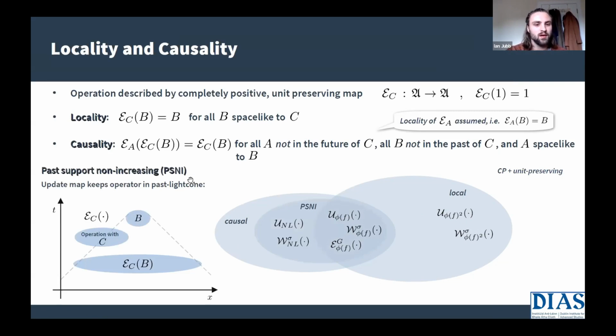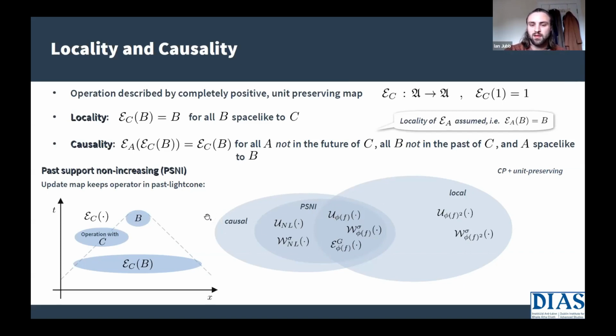Now, a natural condition that arises that's sufficient for causality is what I've just called here the path support non-increasing condition, that roughly speaking is a condition on the map EC that would say that you keep B within its path light cone. So technically speaking, the operator EC on B is localizable in any region down here, such that its future domain of dependence contains the region for B. So the act of keeping B in the path light cone, roughly speaking, like this, is sufficient for this causality condition to be satisfied. And so this path support non-increasing subset sits inside the causal one in general.